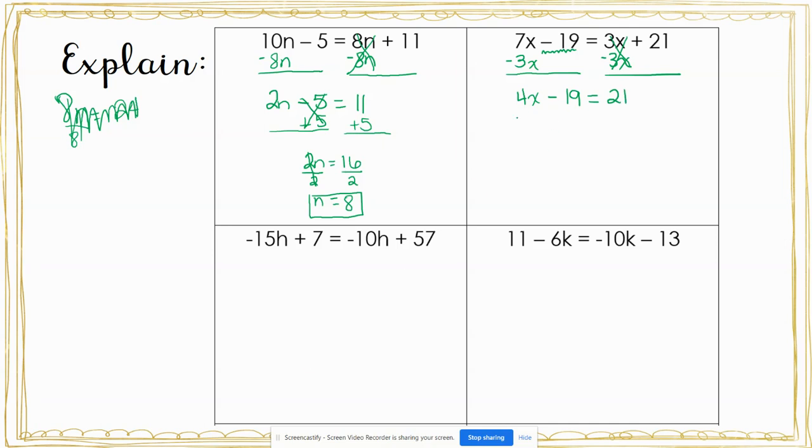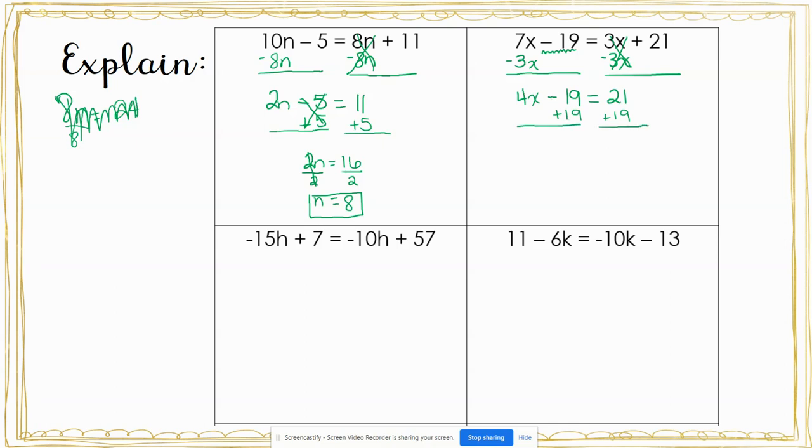Now I have a two-step equation that we all know how to solve. So I just am solving 4x minus 19 equals 21. Well, to do this, I need to start with my adding or subtracting. So I'm starting with this minus 19. The inverse of subtracting 19 is adding 19. So I'm going to do that on both sides of this equation.